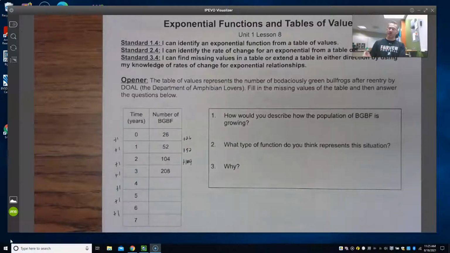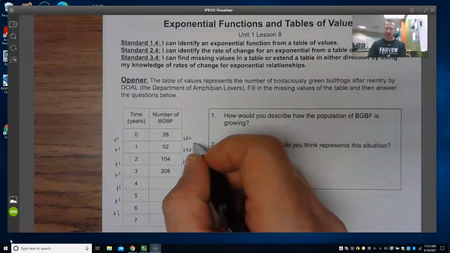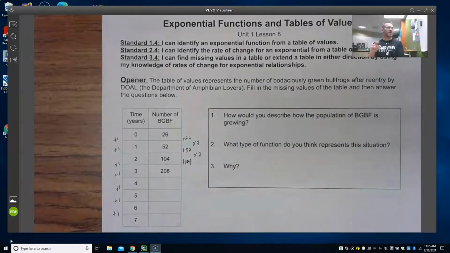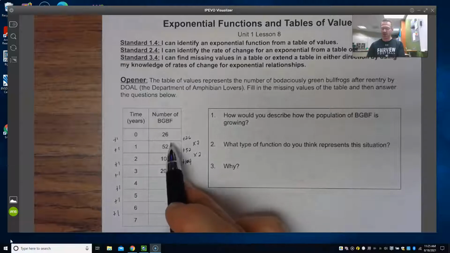Now the question is, when you found these values, did you see a pattern in what was happening in those rates of change? And here's the pattern. These are doubling, so they're multiplying by 2. 26 times 2 is 52. 52 times 2 is 104. You can also see that in the table.